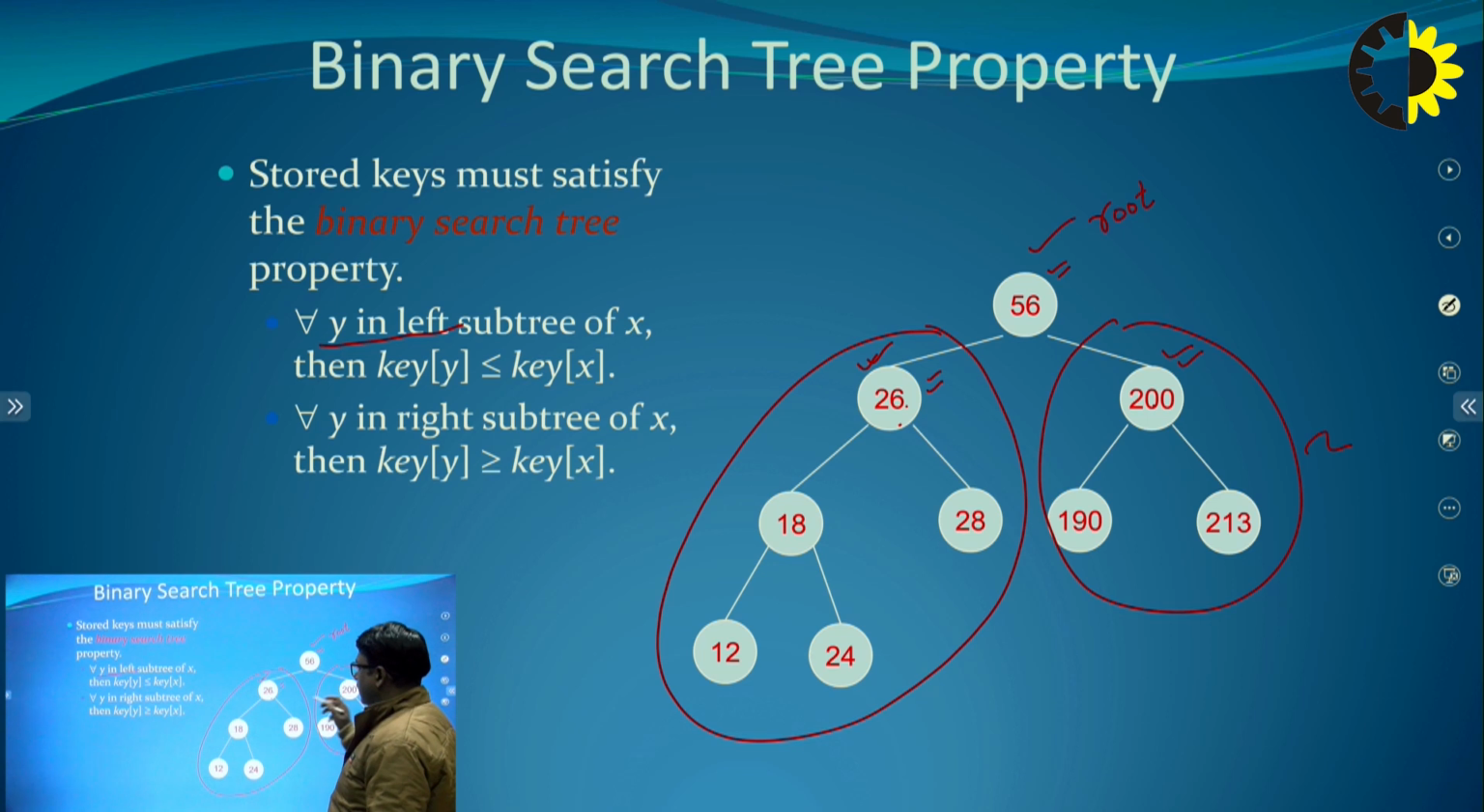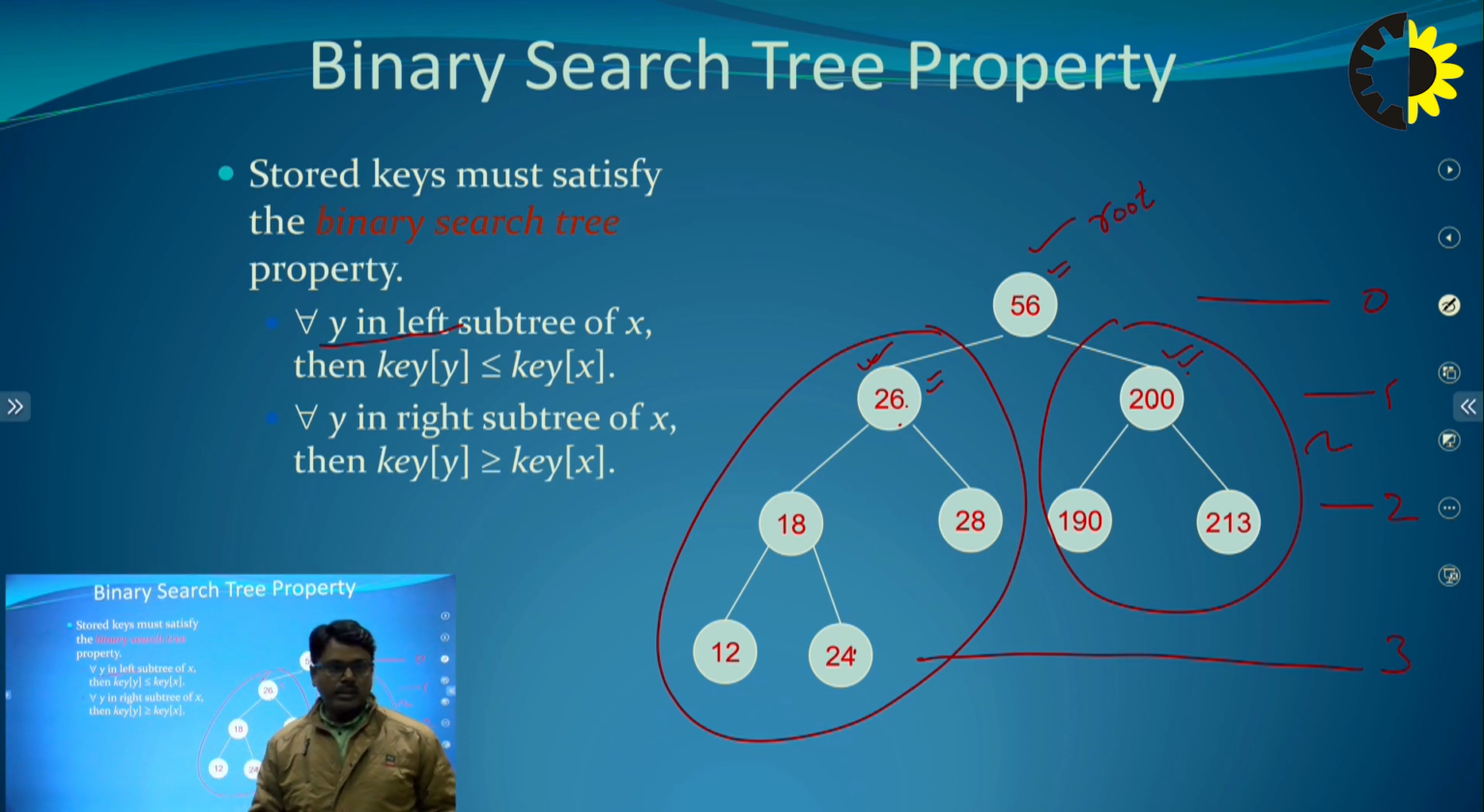And in case of the right side, for every y in the right subtree of x, the 200 will always be greater than x, that is the key x or root x. So this property is followed for each subtree at each level. If you are considering the different levels, and this one is the third level, then for every level, considering the parent 18, the left child is lesser and the right child is greater. This is the property to be remembered for the binary search tree.